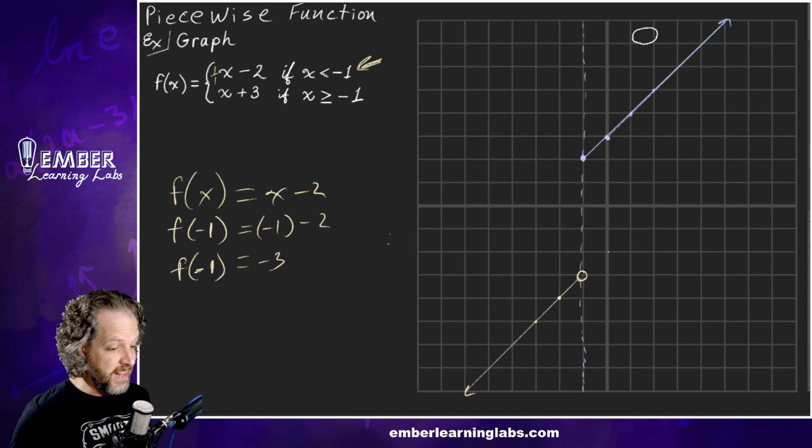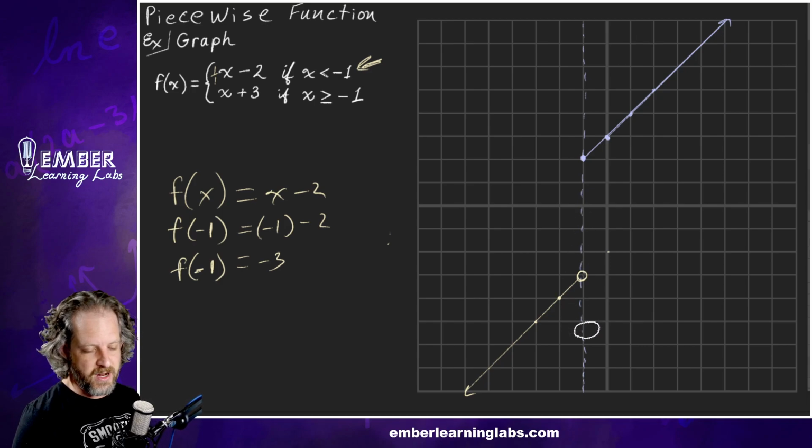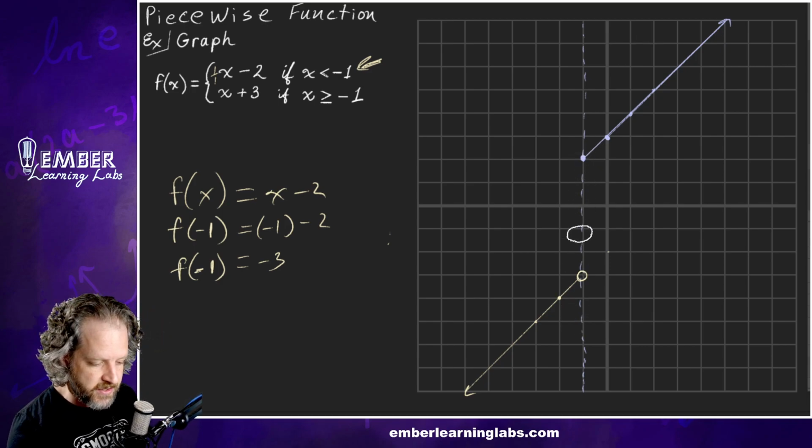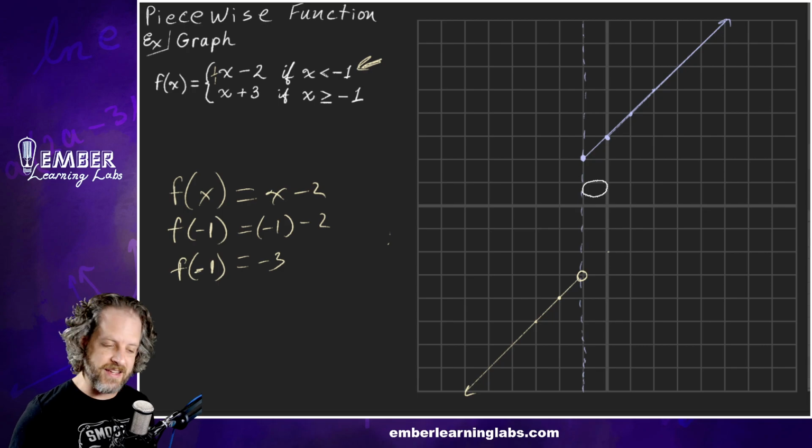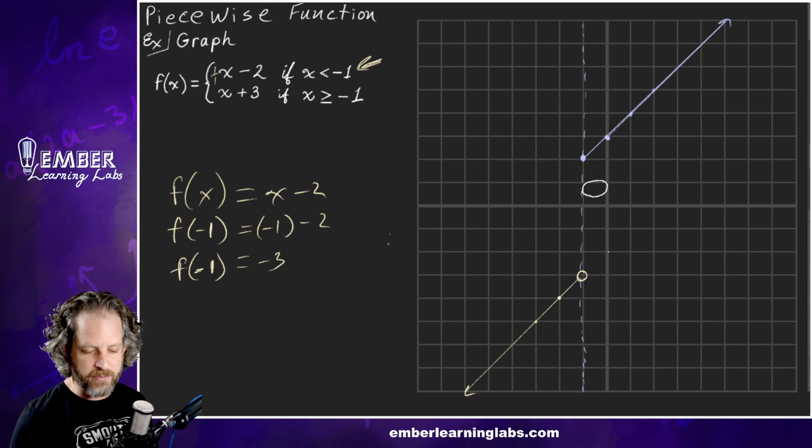I said earlier, this is a function, even though you're like, okay, it's going to fail the vertical line test because, wait, it doesn't actually hit the same here, because this one it's not including and this one it is. So this is still a function. So let's do another example, but kind of flipping the script a little bit.